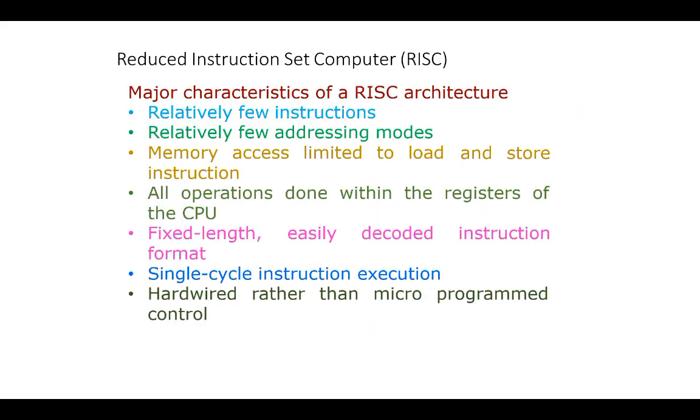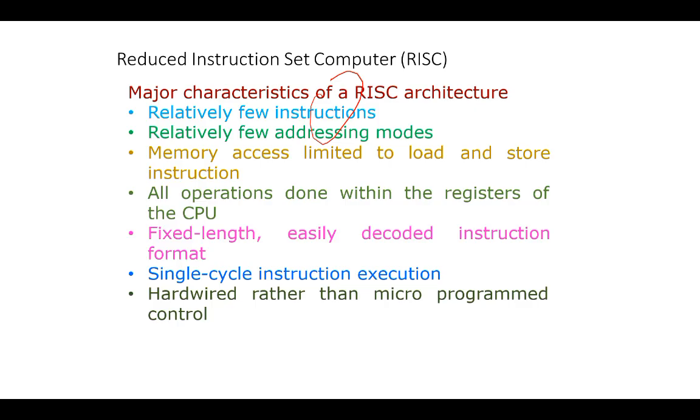Here are some of the characteristics of the RISC architecture. The first is relatively few instructions, here load and store. Followingly, relatively few addressing modes: register addressing mode, immediate addressing mode and base addressing mode. These are the three addressing modes involved in this RISC architecture.